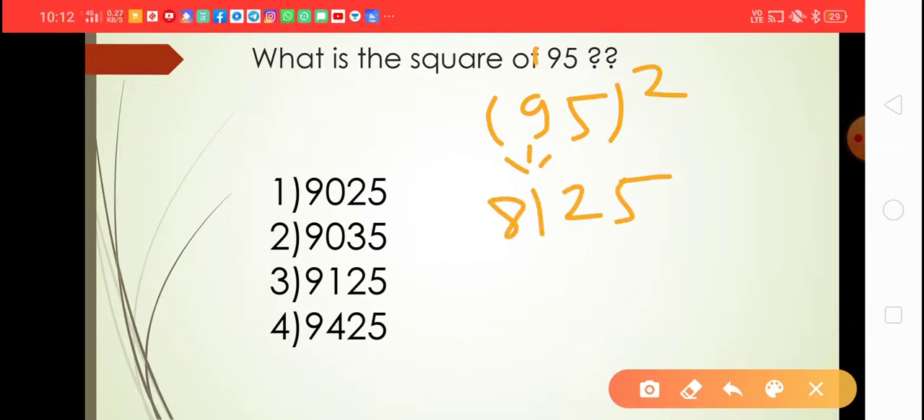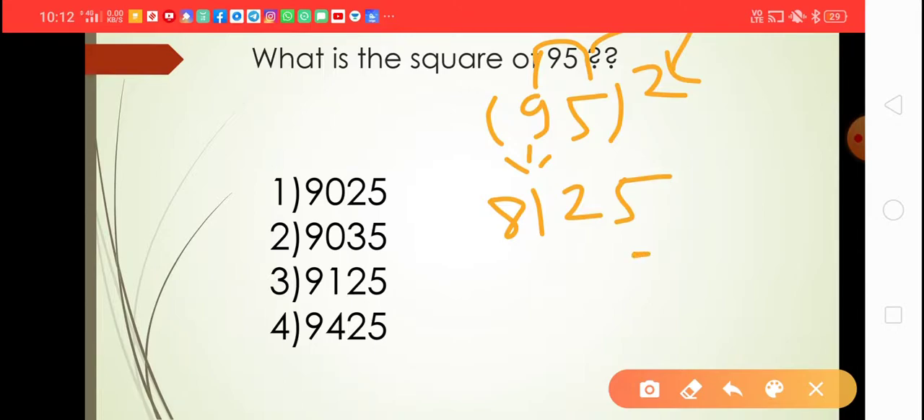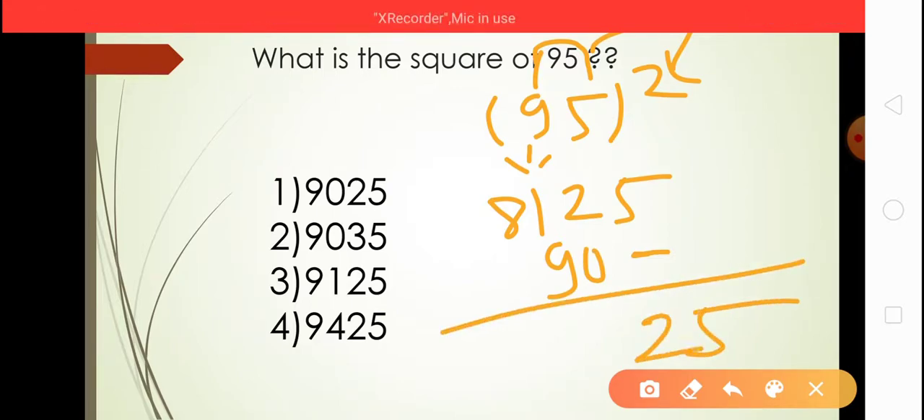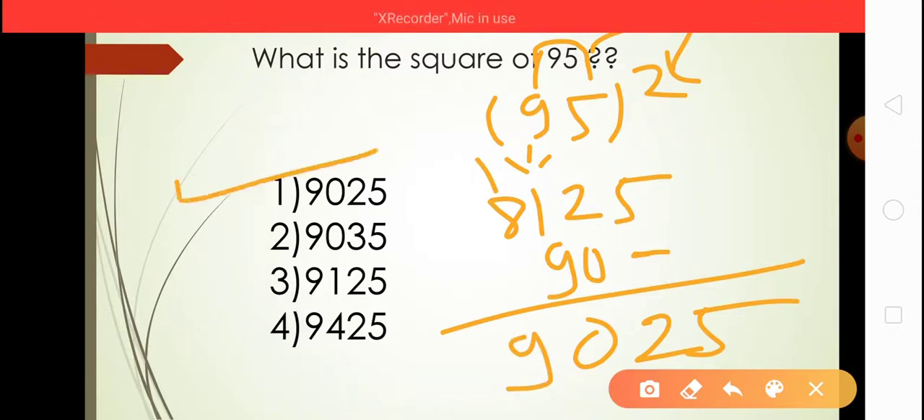We have to multiply this 9 with 5, that is 45. 45 into 2 becomes 90. We have to exclude the unit position, and we have to write this 90 here. So our answer becomes 5, 2, 9 plus 1 is 10, carry 1, it becomes 9025. So our option number 1 is correct, that is 9025.